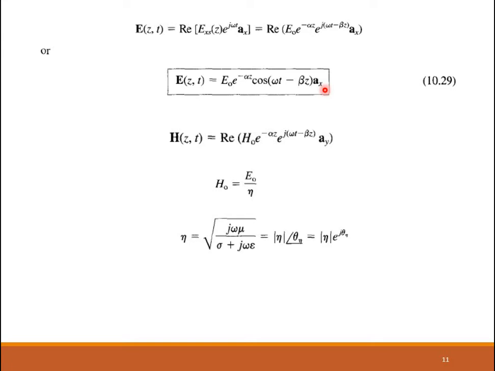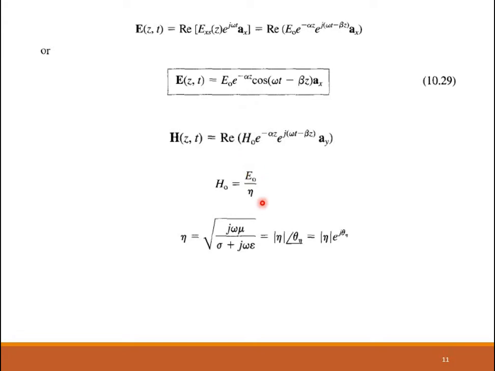Similarly, if I want to obtain the expression for the magnetic field, what is it going to be? For the magnetic field, it will be the real part. In place of E0, it is going to be H0, and this is going to be a_y, because the magnetic field has a component in the Y direction. So this is a_y. It is written in analogy with E(z,t) itself. And we know that H0 is related to E0 using this relation: H0 is E0 divided by eta.